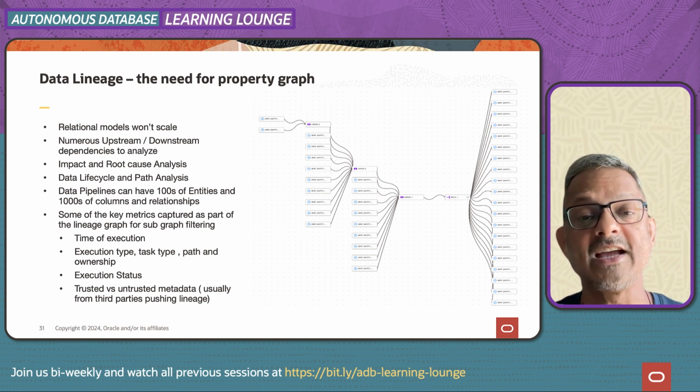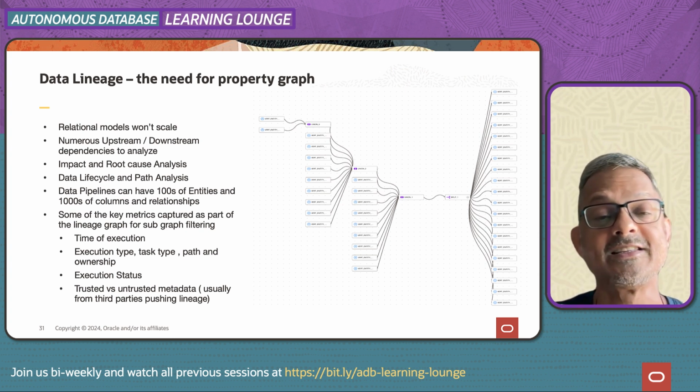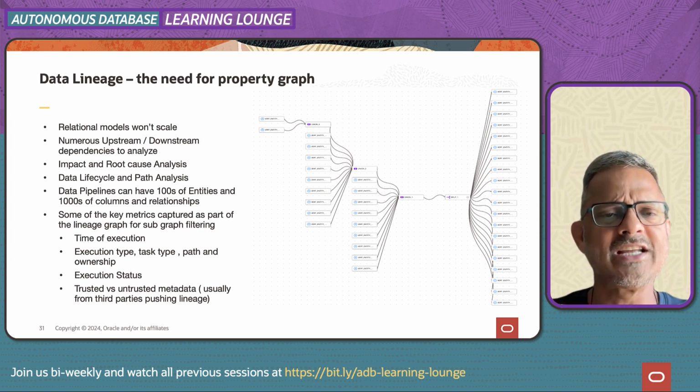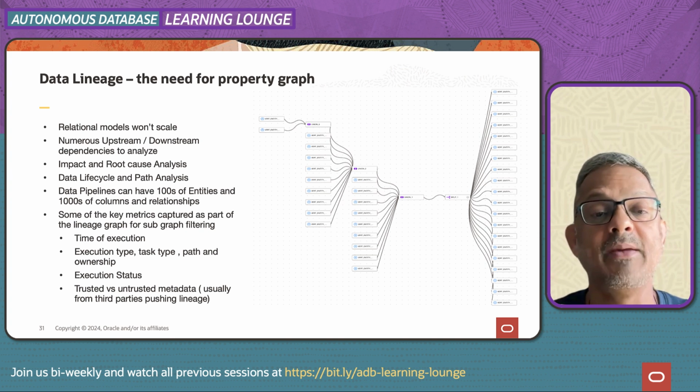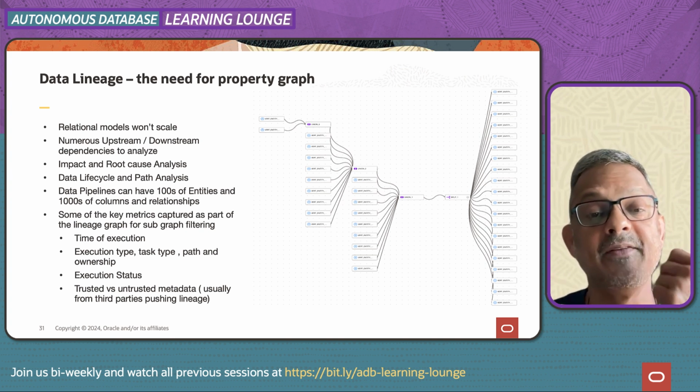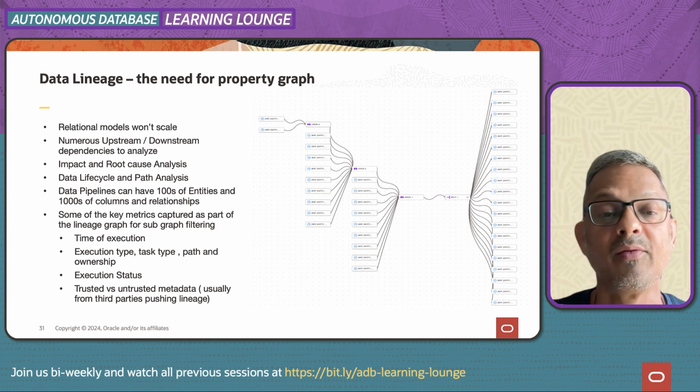Each edge is actually very, very interesting for us because of the time of execution for that application, and the execution type. Is it Scala code, Python code, is it a Spark application, is it a query, is it a DDL statement? What is the task type? Who owns that code? What is the execution status? Has it been failing frequently? Is it always running? What is the cadence of the run?